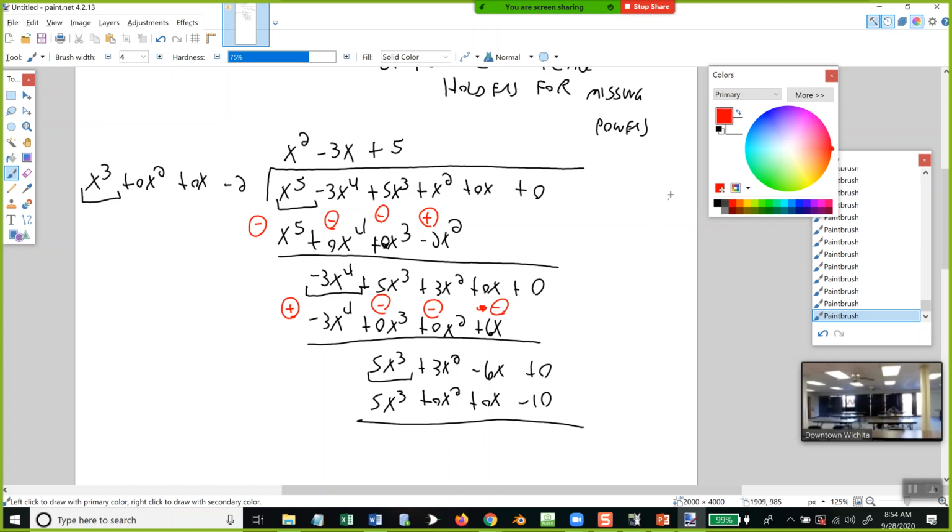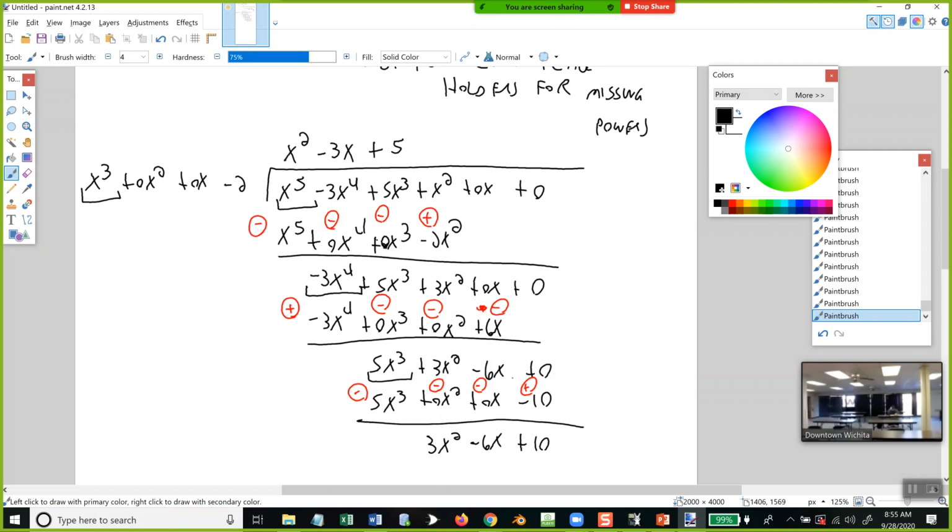We're going to subtract that line, which means we'll flip signs. So this becomes a negative, negative, negative, positive. 5x to the third minus 5x to the third drops away. 3x squared minus 0x squared is 3x squared. Negative 6x minus 0x is negative 6x. 0 plus 10 is 10.